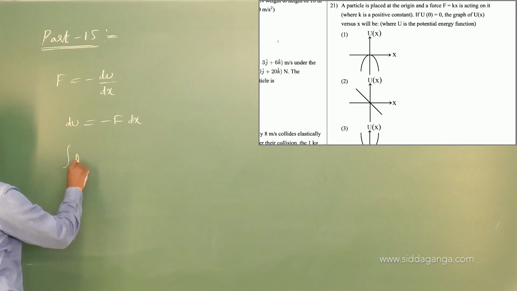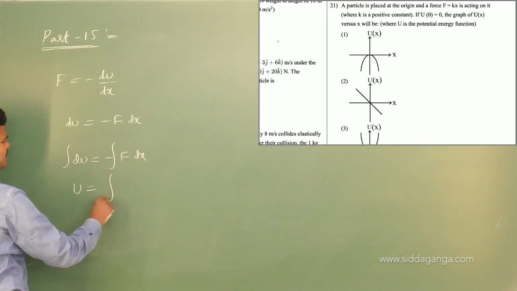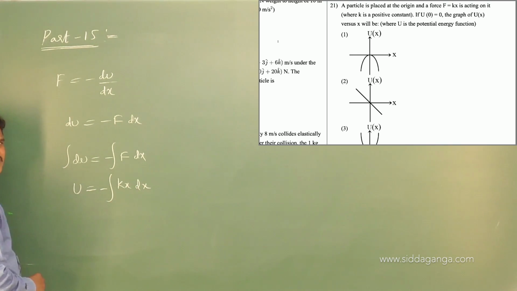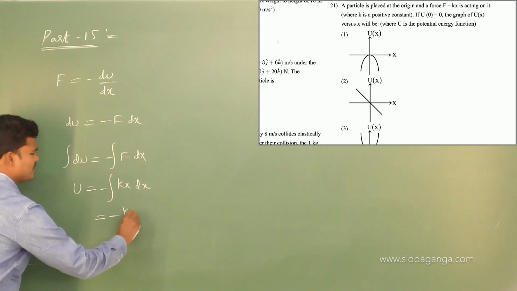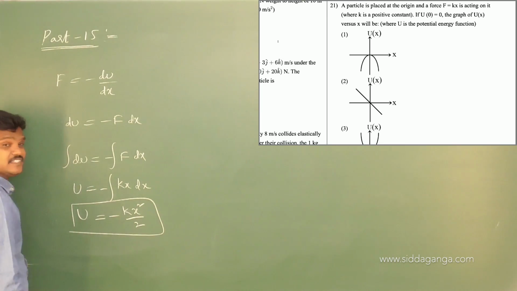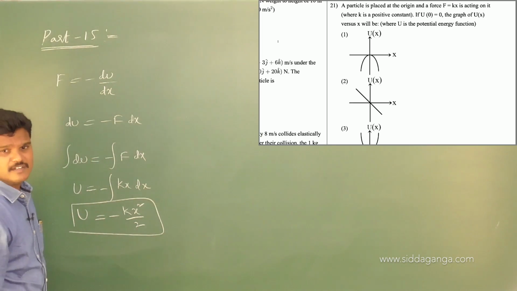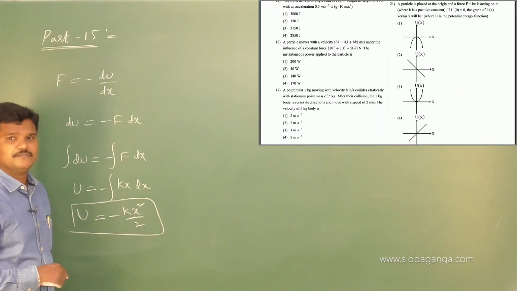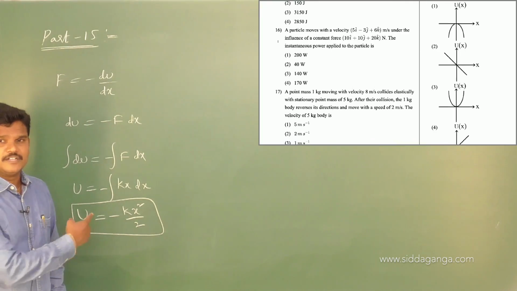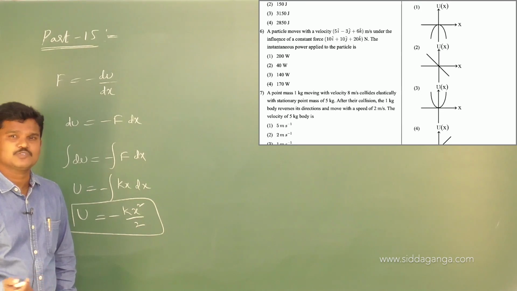If you apply integration on both sides, minus F into dx gives U. The integration of F is nothing but kx dx. k is a constant, and the integral of x dx is x square by 2, so U equals minus kx square by 2. So U is proportional to minus x square. It is like a parabola. If it is proportional to plus x square, maybe the third option is correct. See the third graph, that is a parabola. But according to the question, I am getting minus kx square. So U is proportional to minus x square.